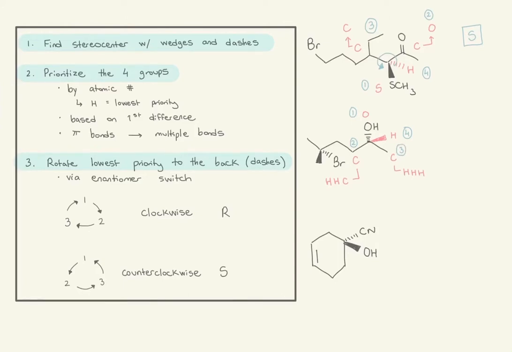Next, we rotate the lowest priority to the back. The lowest priority, the hydrogen, is not on a dash right now. So we rotate using a method called enantiomer switch. And all that is, is draw the backbone of the original compound. I will keep the bromine and the methyl group the same because we haven't done anything with it. And we will also keep the stereochem the same. The only difference is in the original compound, the alcohol is on a dash. Now it will be on a wedge.